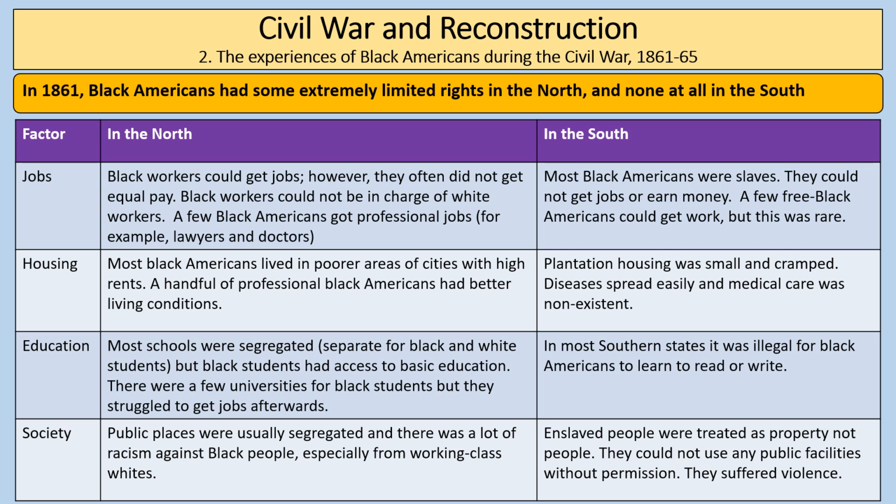In terms of society, public places were usually segregated, and there was a lot of racism against Black people, especially from working class whites. In the South, enslaved people were treated as property, not people. They could not use public facilities, and they suffered violence.